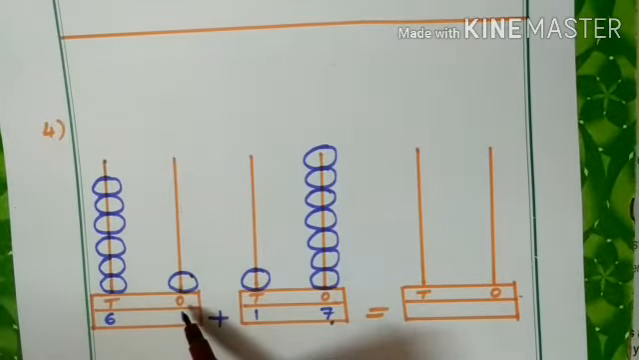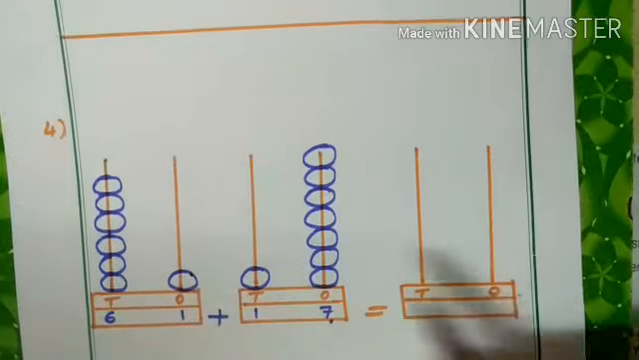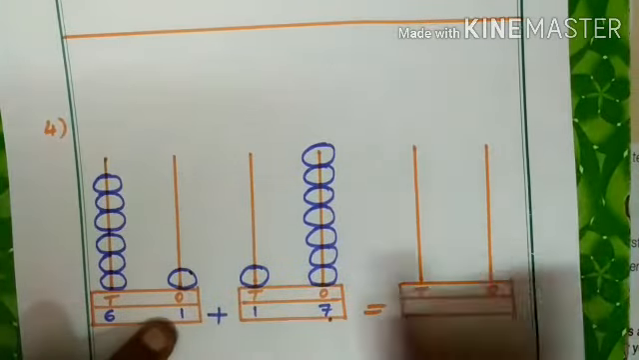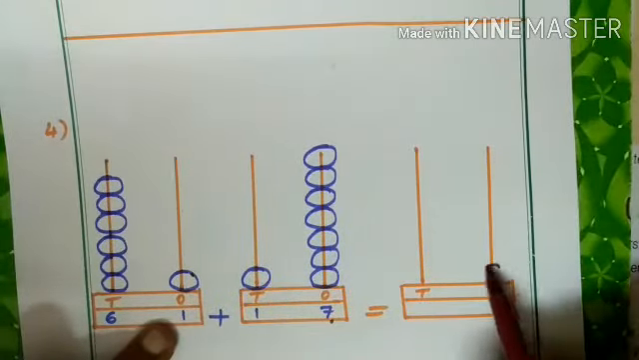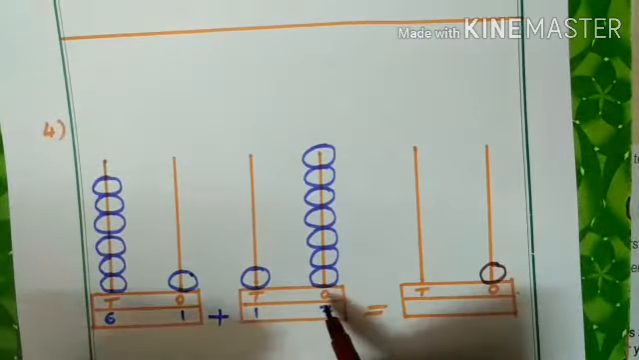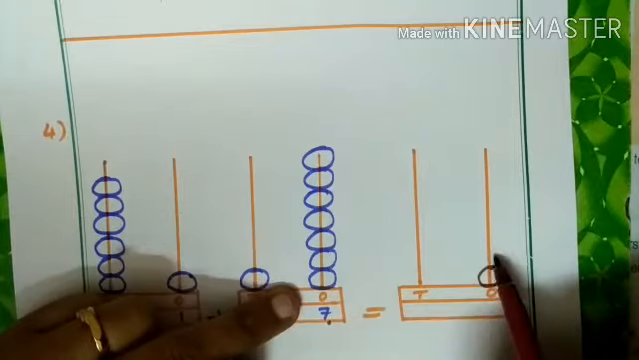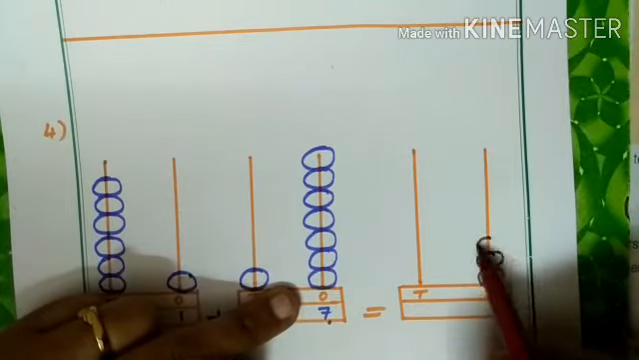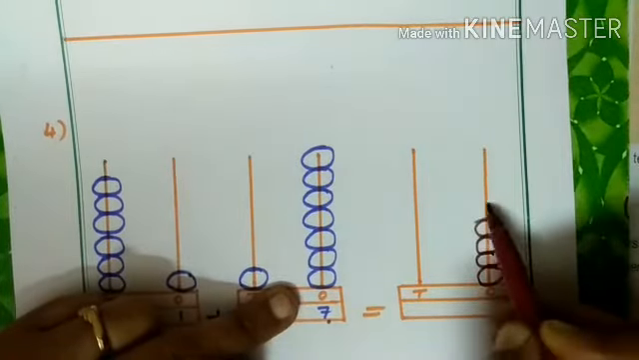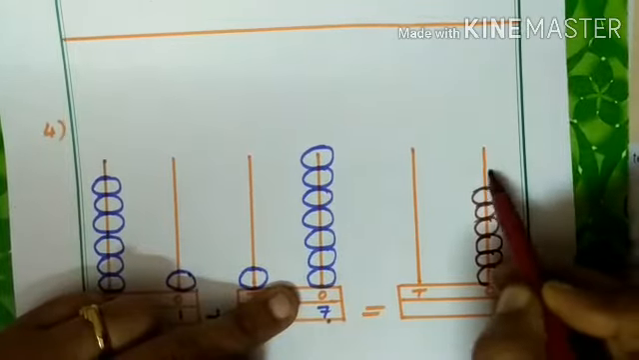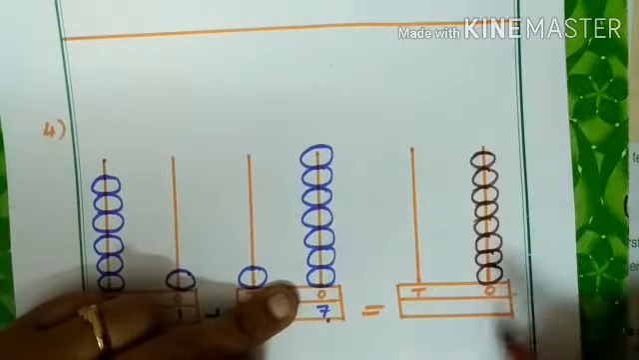Now first we will add ones place beads. Here in the first one only 1 bead is there. Right here only 1 bead. Here in ones place how many beads are there? 7. So you should write here 7 beads. 1, 2, 3, 4, 5, 6, 7.